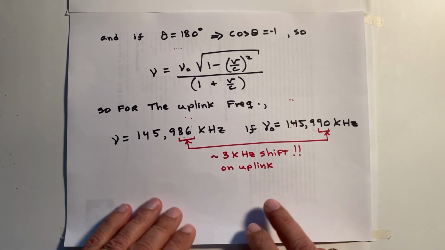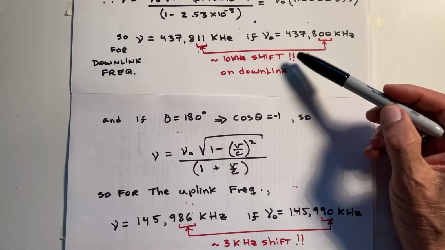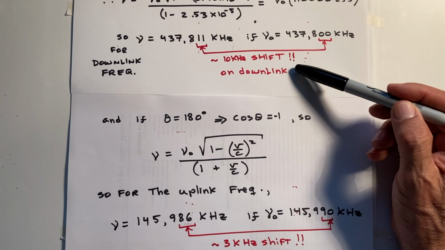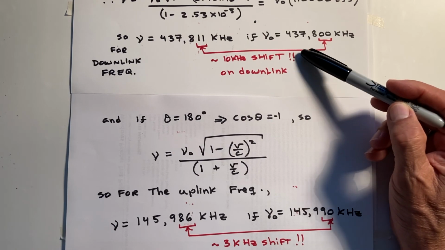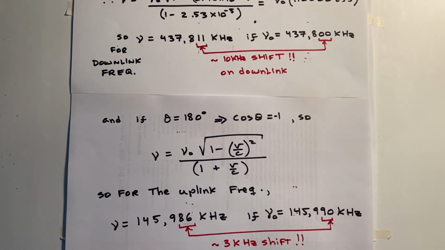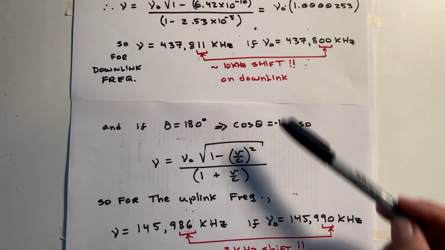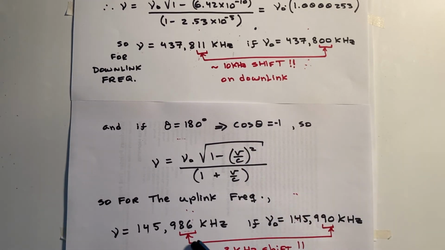Now, some folks may say, and they're right, that the more important shift is on the 70 centimeter band, because you see it here, it's a 10 kilohertz shift that comes out of the equations. Whereas in the 2 meter band, which we're using for uplink to the ISS, it's only a 3 kilohertz shift. Either way, that's where these two numbers come from that we're asked to put in to adjust our frequencies for our satellite passes.